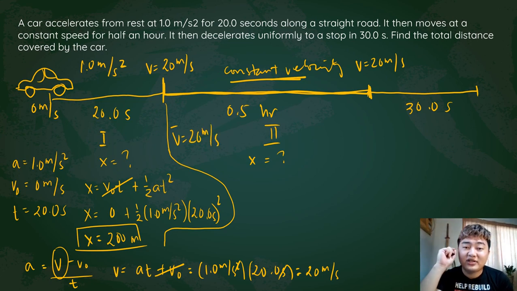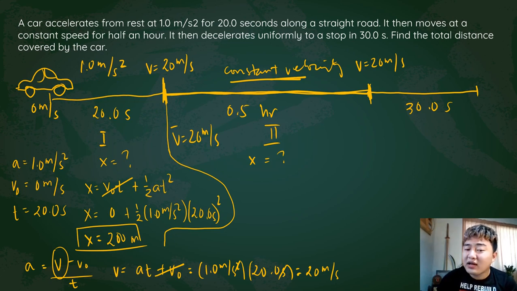Remember, the formula for average velocity is final velocity plus initial velocity divided by 2. So if we take this as our initial velocity, since we will start here, and then our final velocity is also 20, so 20 plus 20 is 40 divided by 2, it's still 20. Therefore, the average velocity is 20 meters per second.